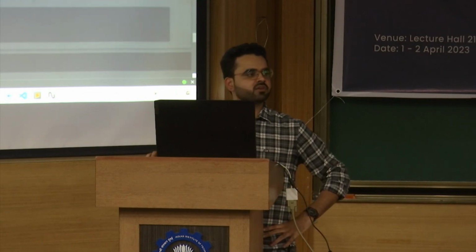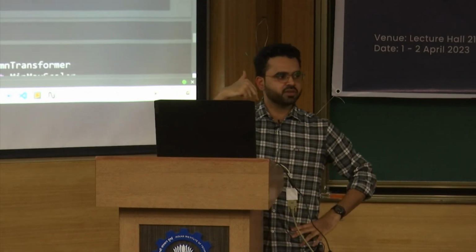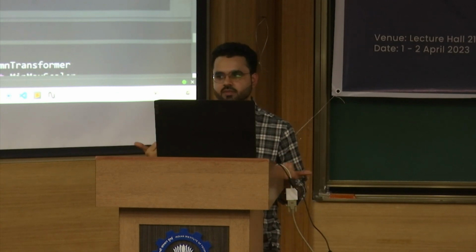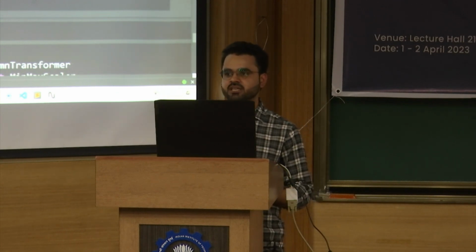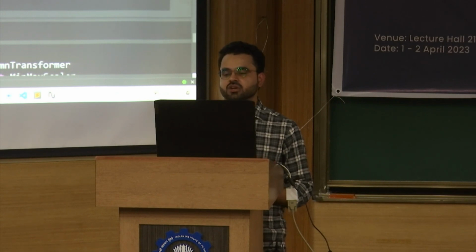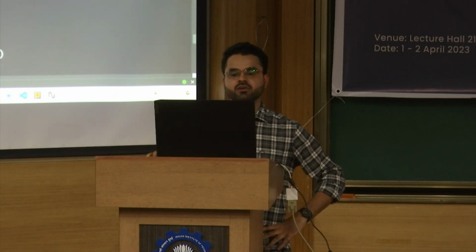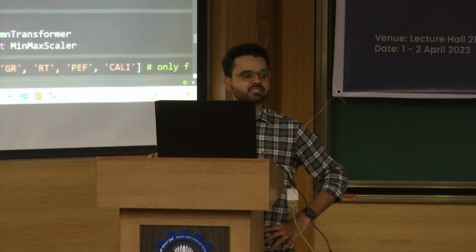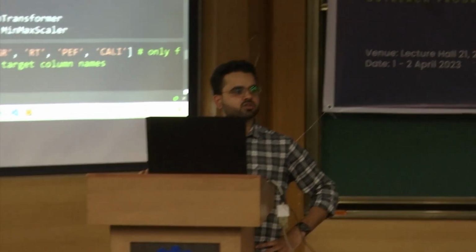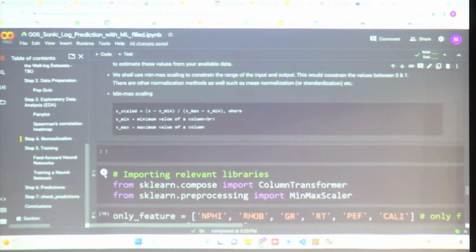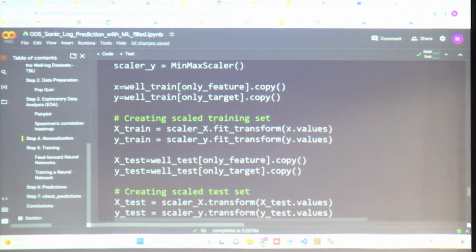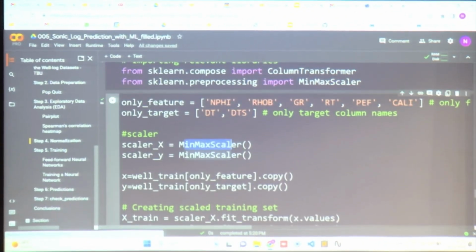Another way is to use the mean and standard deviation. We can calculate the mean, subtract it, and divide by the standard deviation. This is also another method of normalization. Here I have just used the min max scaler, where different logs are scaled into 0 to 1, so that we can fit a model. There are some libraries to do that.